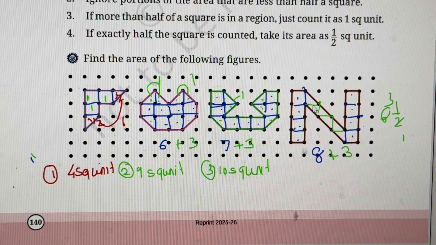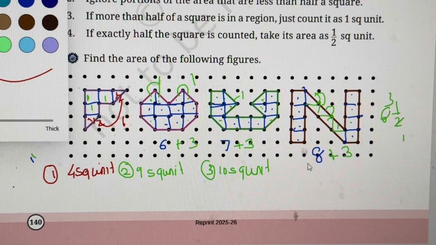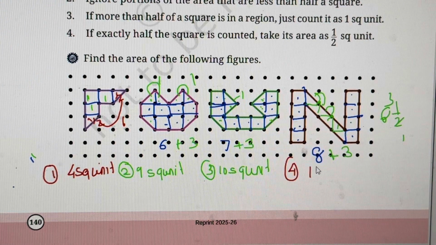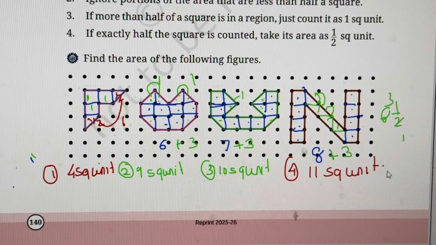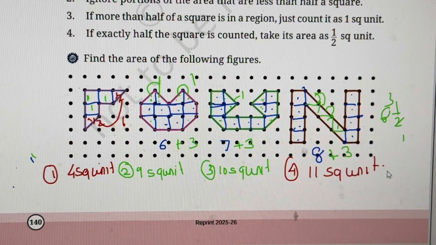Or you can understand this way. 2 halves make a whole. So these 2 together make one whole. Then these 2 together and the last 2 together make one whole. Right. So 8 plus 3 is the area of the last square: 11 square units. Right. So this is the area of the fourth figure. So this is how you can find out the area of irregular shapes.